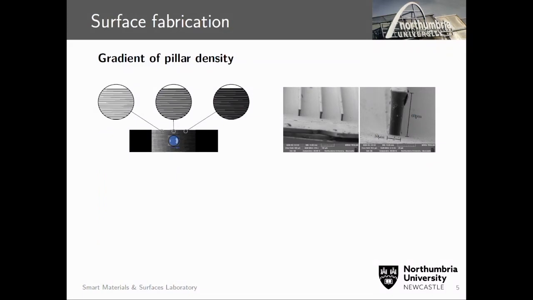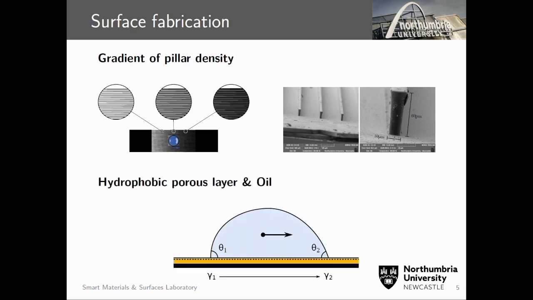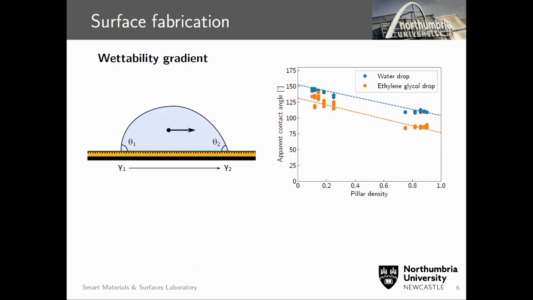The first step was to actually create surfaces with a wettability gradient. This is a diagram of the surfaces we've made. The black part corresponds to the pillars. You can see we have a low density of pillars here, a high density, and we have a gradient. These are SEM images of the pillars. We add on top of that the hydrophobic porous layer that we imbibe with oil to make those surfaces slip surfaces. The first thing to check on those surfaces is to see if we still have a wettability gradient.